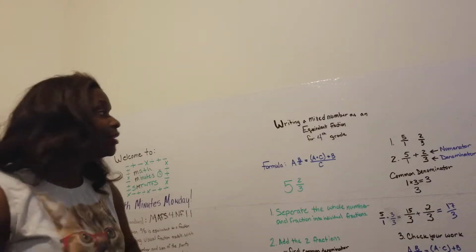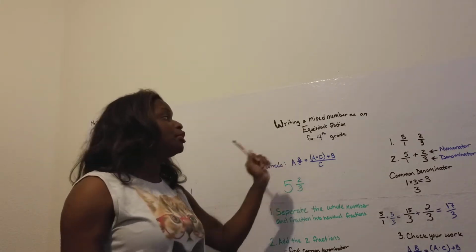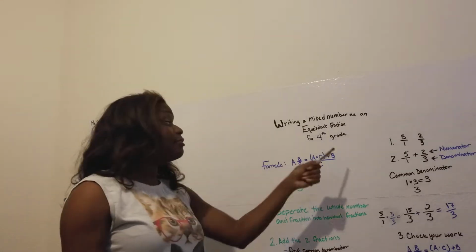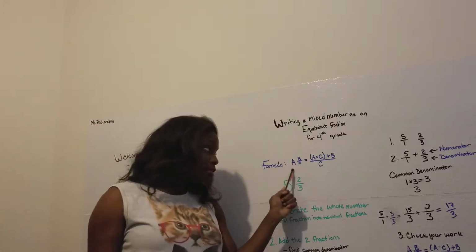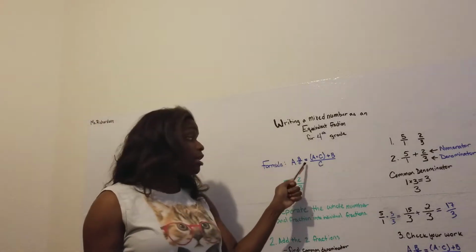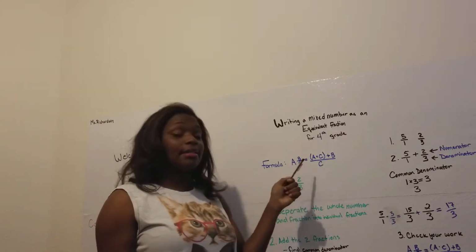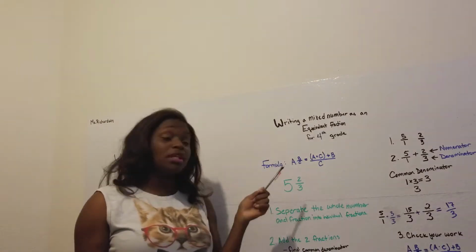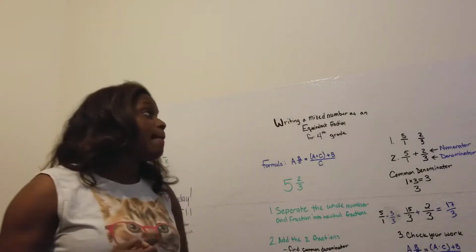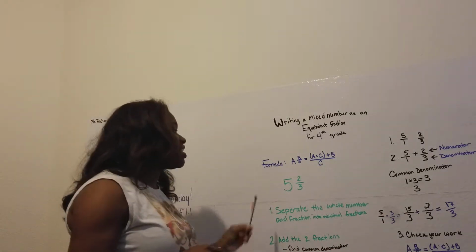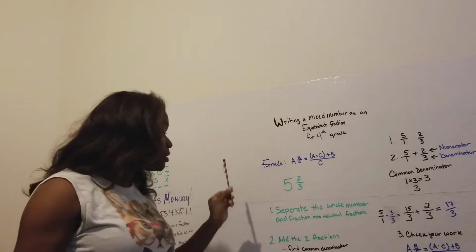So let's get started. In order to change from a mixed number to an equivalent fraction, this is the formula that we're going to be using today. So it is A B over C equals (A times C) plus B, all over C. The mixed number that we're going to be using today is 5 2/3.